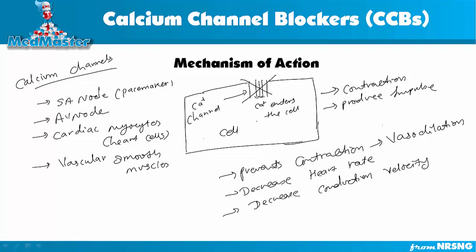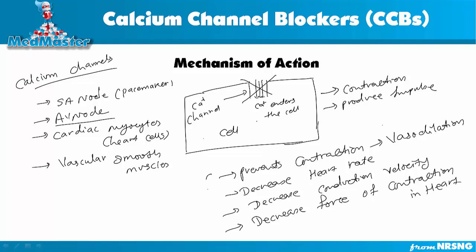velocity. Now, if you remember, we were learning about the heart, especially the AV node. The AV node is responsible for slowing the electrical impulse in the heart, and when we block the calcium channel in the AV node, it's going to slow down the impulse even more. So it decreases the conduction velocity in the heart, and it also decreases the force of contraction in the heart.